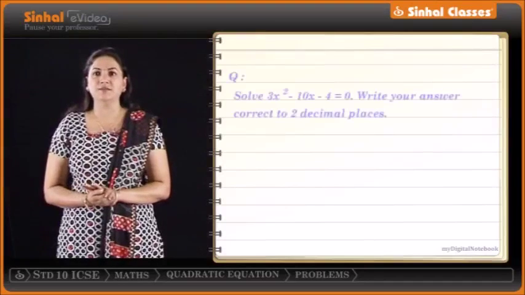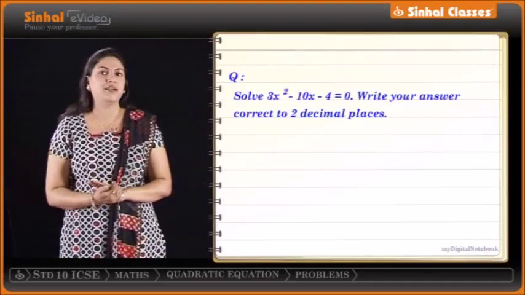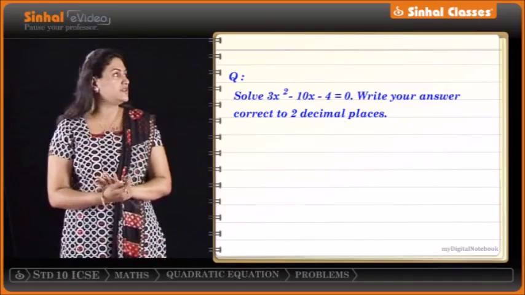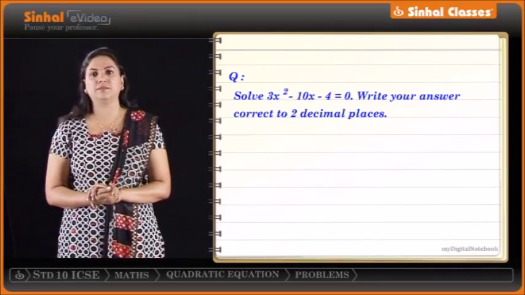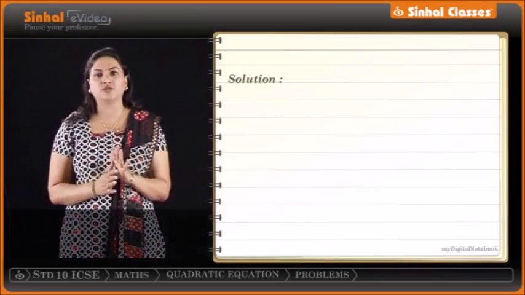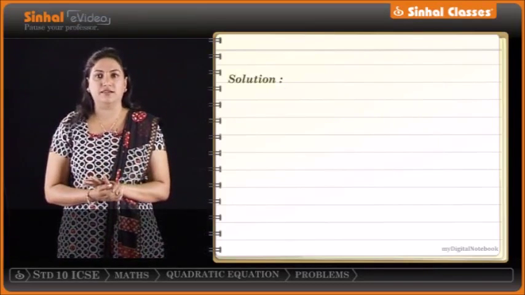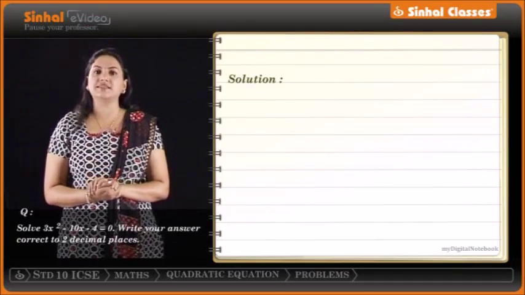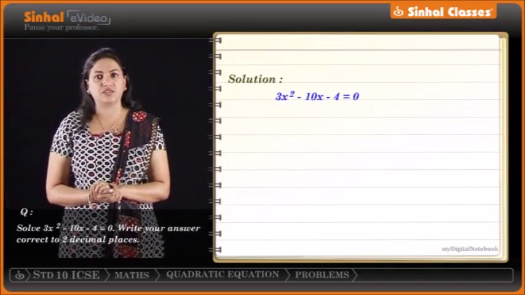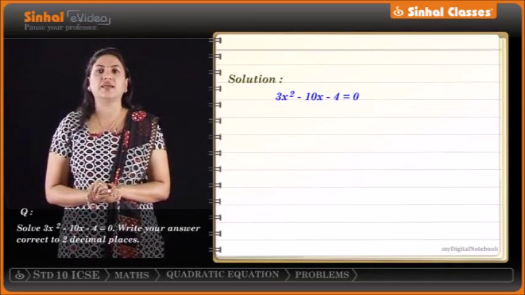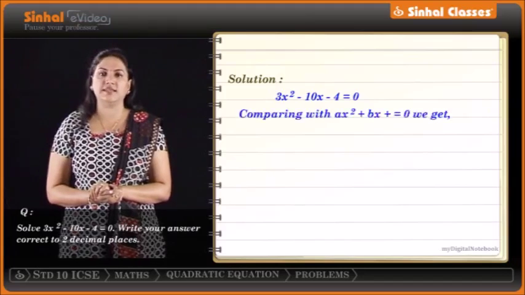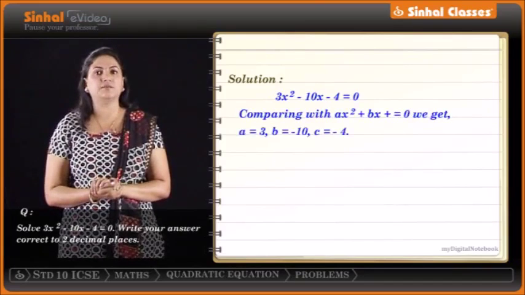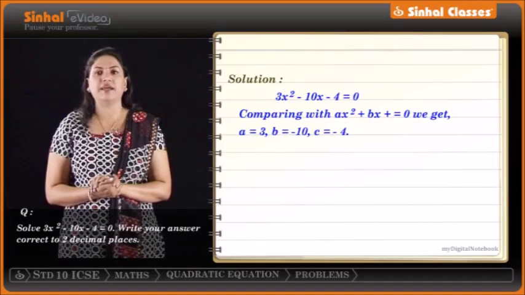Now to the next problem, solve 3x square minus 10x minus 4 is equal to 0. Write your answer correct to 2 decimal places. So first we are going to solve this by the formula method. Let's do that. Quadratic equation is 3x square minus 10x minus 4 is equal to 0. We compare this with ax square plus bx plus c is equal to 0 to get a as 3, b as minus 10 and c as minus 4.